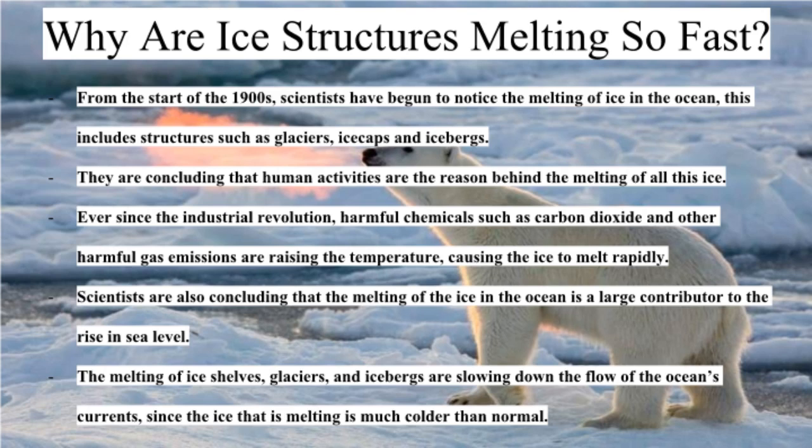Some harmful chemicals that were released during the Industrial Revolution were carbon dioxide and other harmful gas emissions which contributed to all of the harm. Scientists also believe that the melting of the ice from the glaciers, ice caps, and icebergs are a large contributor to the rise in sea level. Global warming is also slowing down the ocean's currents. This is because the ice that is melting is much colder than normal.